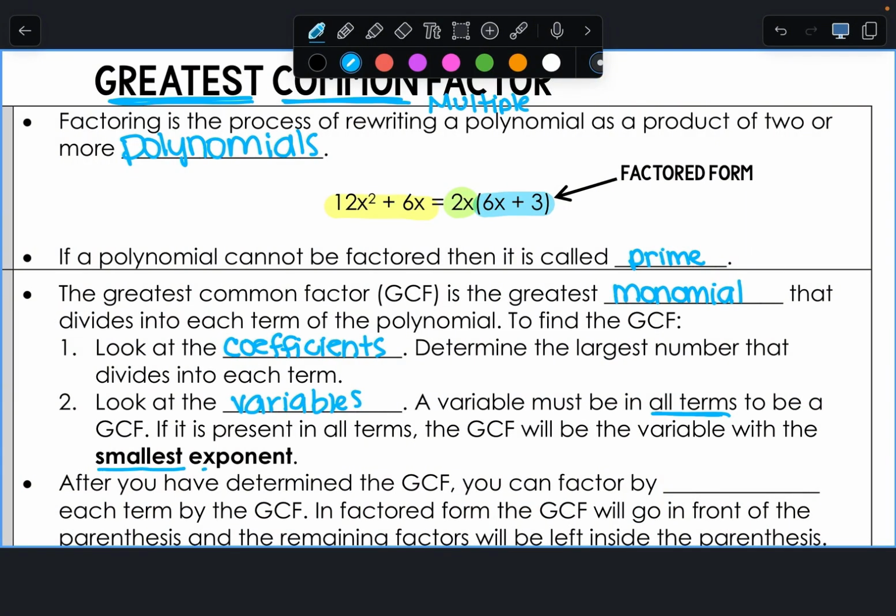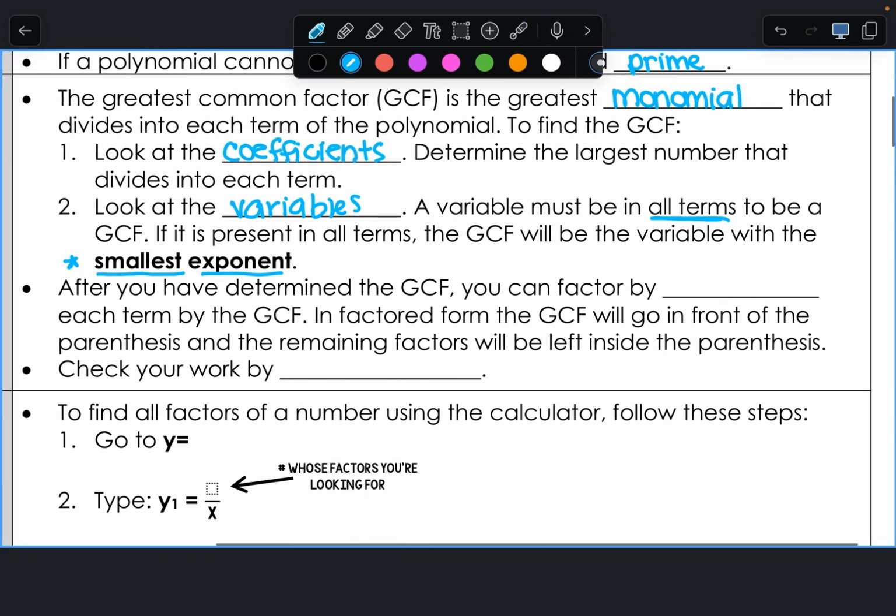Also important. None of this will make sense until we actually put it into practice, so just hang in there. After you have determined the greatest common factor, you can factor by dividing each term by the greatest common factor. In factored form, the greatest common factor will go in front of the parentheses. The remaining factors will be left inside of the parentheses. Now you can always check your work by distributing.